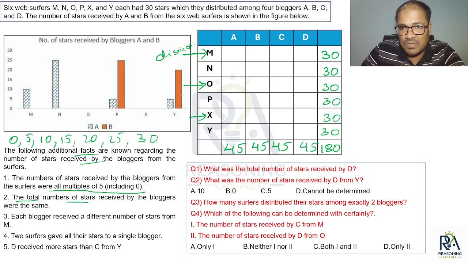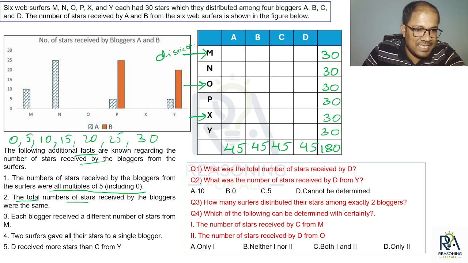That means O will be giving away the entire 30 to one of the bloggers, and X also will be giving away the entire 30 to one of the bloggers. But can I say that O and X give all the 30 stars to only one blogger? Not possible, because this will add up to 60 or more than 60. The number of stars C gets would be 60 or more, which is not allowed because C can get 45 stars only. Let's move ahead.